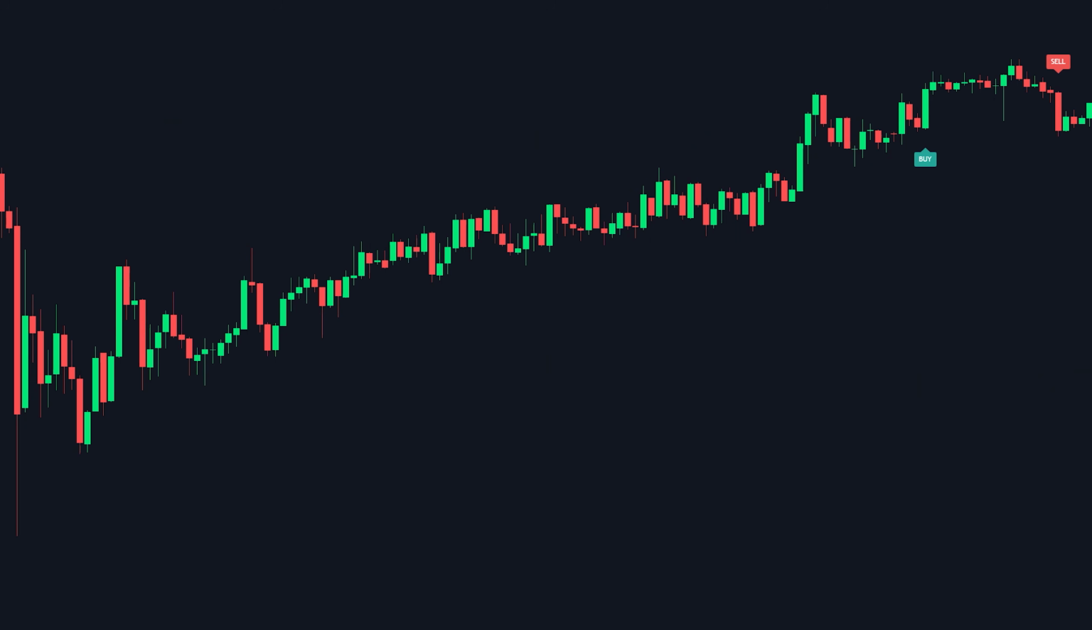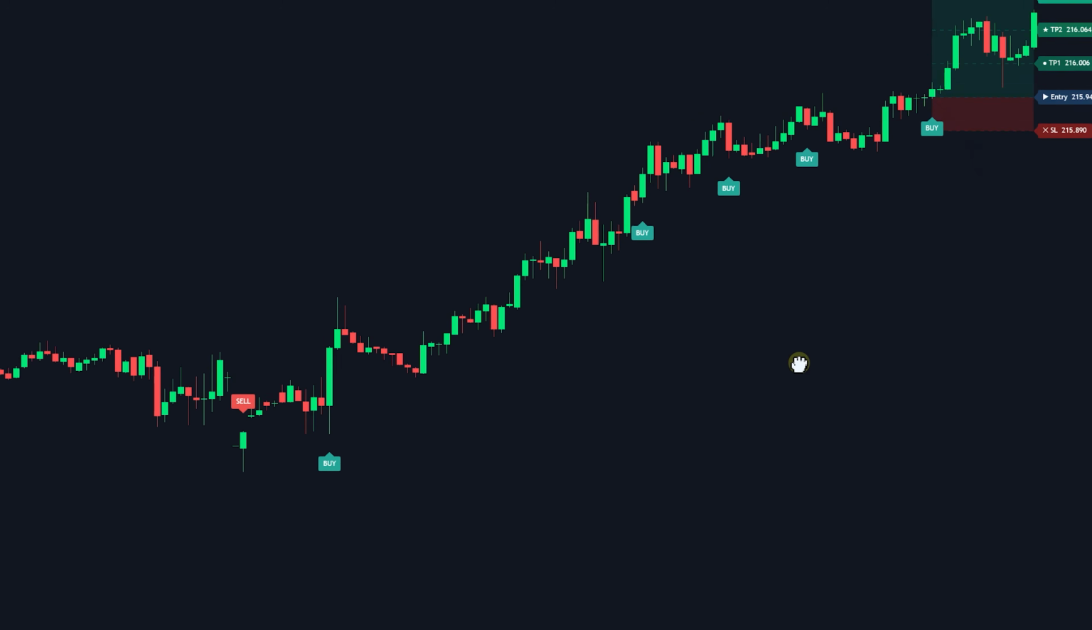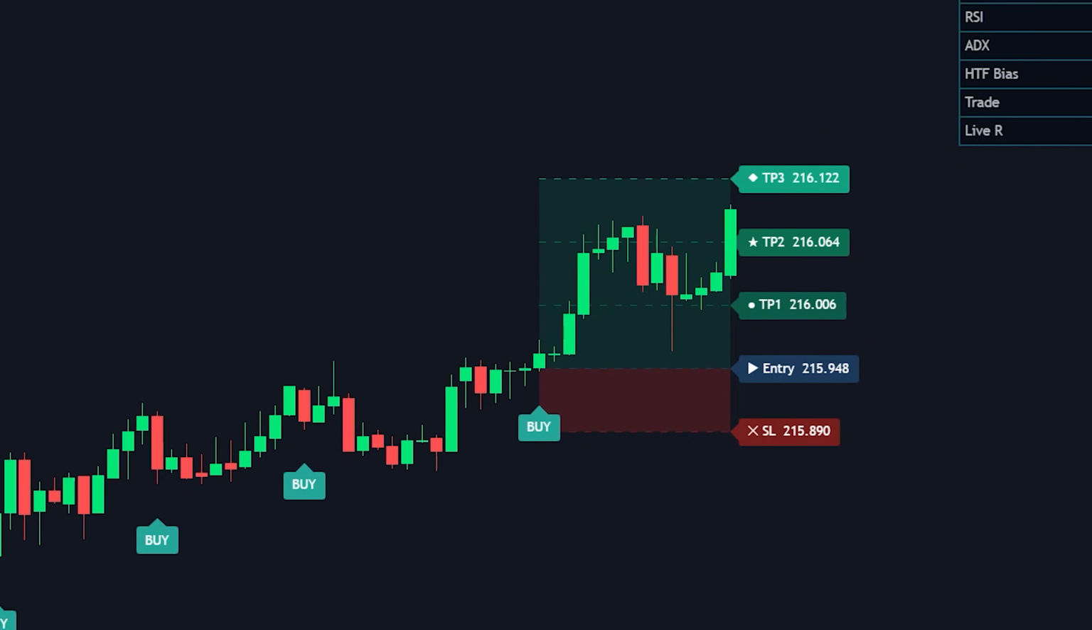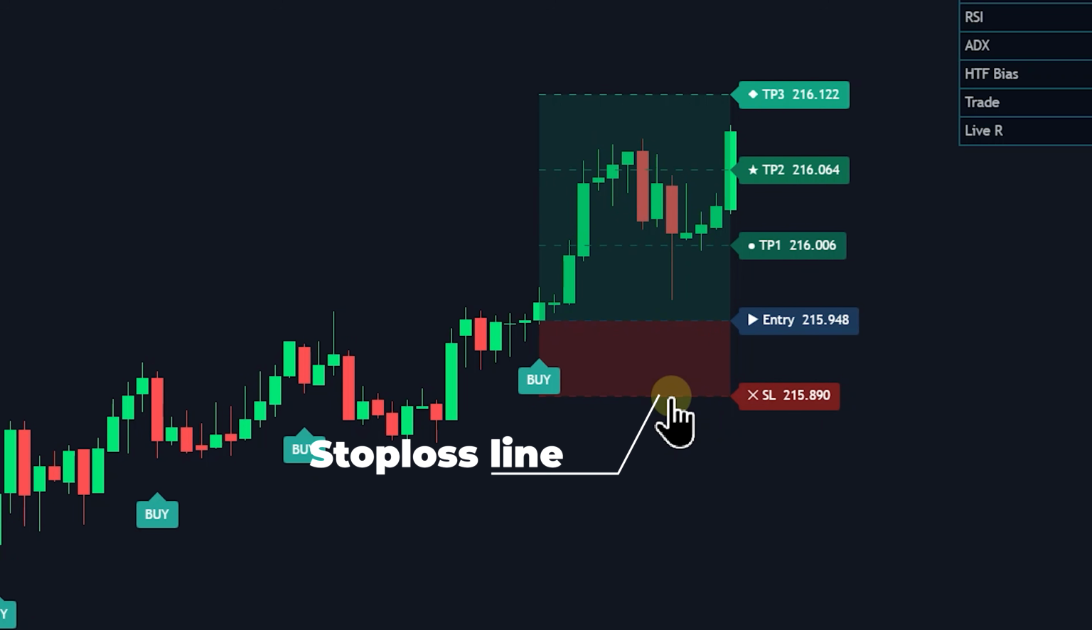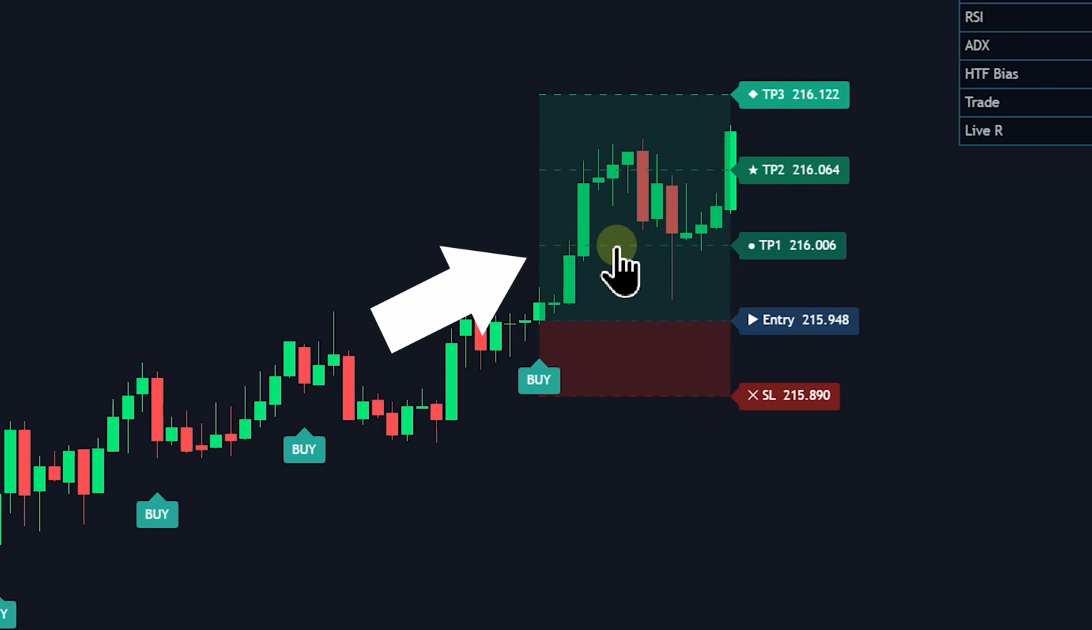The next thing you'll notice are these horizontal dashed lines. The middle dashed line represents the entry price, and then below or above that, you'll find the stop-loss line, depending on whether it's a buy or a sell setup. And then you'll see three separate take-profit levels, labeled TP1, TP2, and TP3. These levels are calculated automatically using the indicator's built-in risk management system, which combines market structure with volatility measurements instead of relying on fixed stop-loss distances.